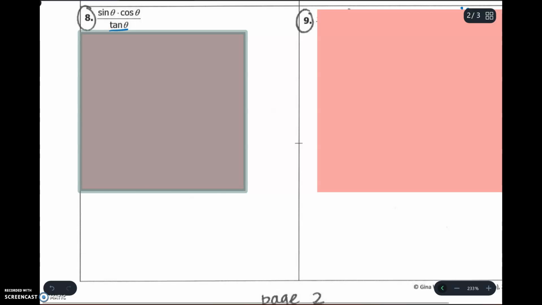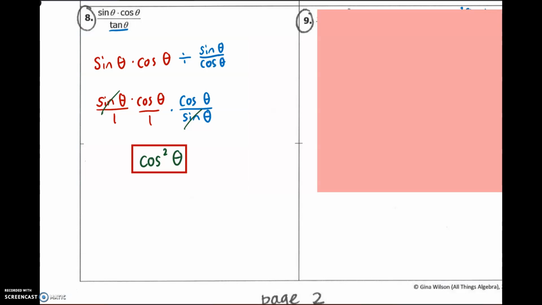Once I get down to number 8, we see an example where we don't have any second powers, no second terms. So this is an example where we want to think, how can I express this in terms of just sine and cosine? Our choice has been made for us with the first two. They're already just sine and cosine by themselves.